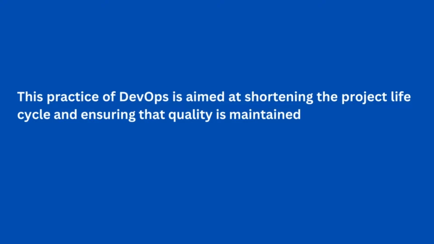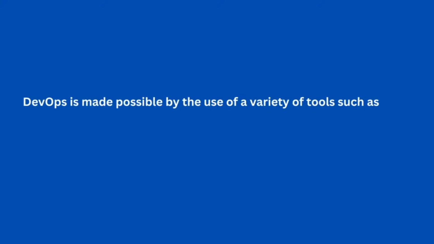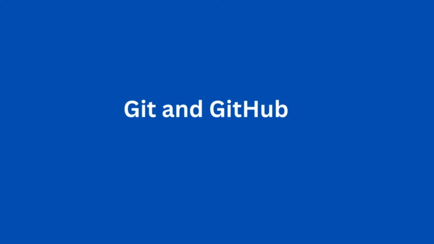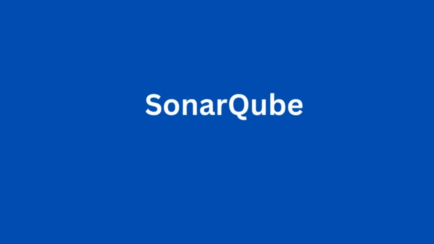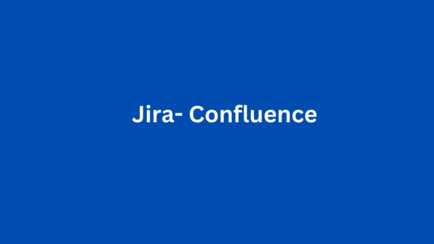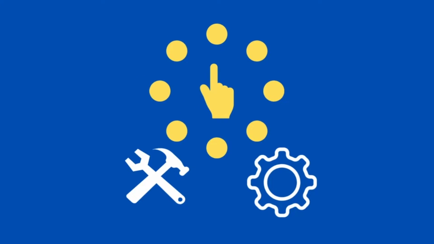DevOps is aimed at shortening the product lifecycle and ensuring that quality is maintained. DevOps is made possible by the use of a variety of tools such as Git and GitHub, Jenkins, SonarQube, Maven, Nexus, Ansible, Prometheus, Grafana, New Relic, Docker, Docker Hub, Kubernetes, Jira, and more. These tools have very many different functions, and I'll briefly explain them in this video.